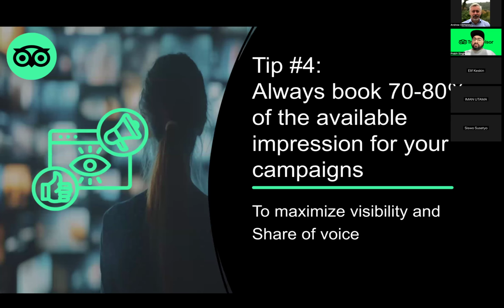Tip 4 is always book 70 to 80% of the total available impressions. Since we already discussed how you'll be able to figure out the share of voice that you're getting when you're planning to book your campaigns, it is generally suggested to have at least 70 to 80% share of voice, which increases your visibility among the travelers, and also gives you an edge over your competitors.